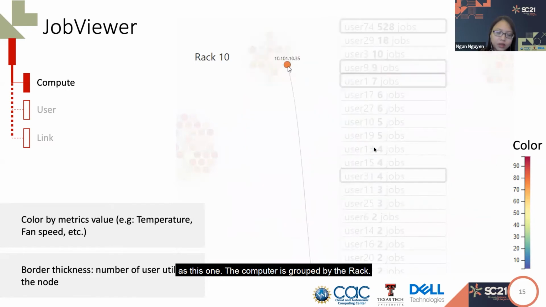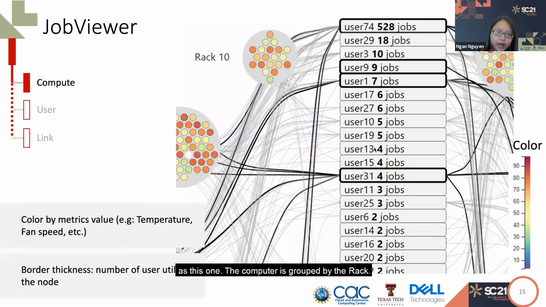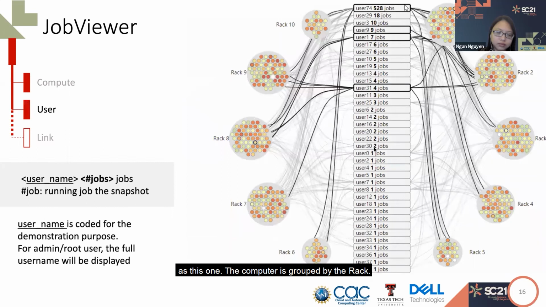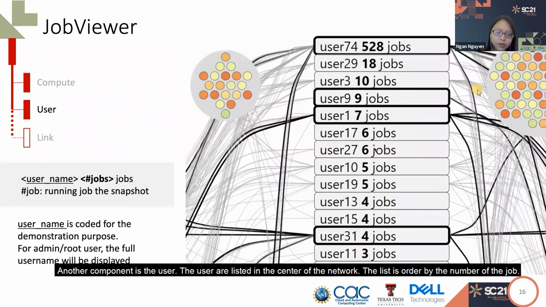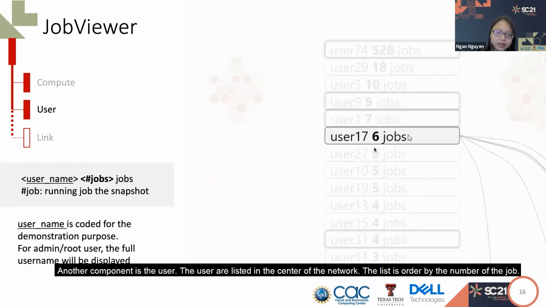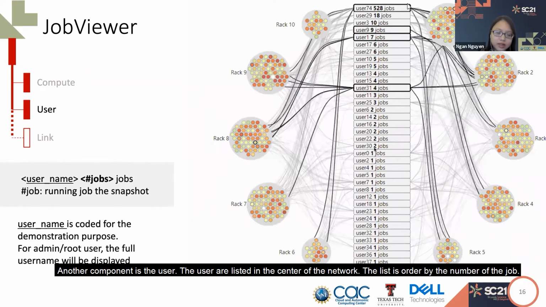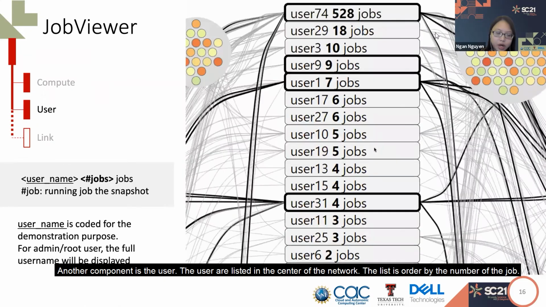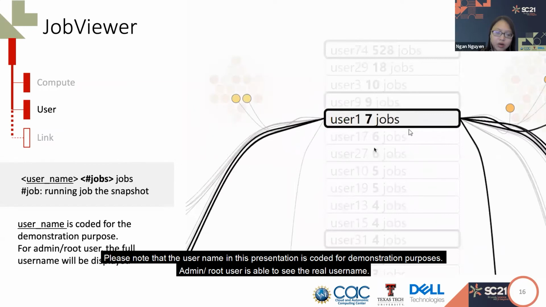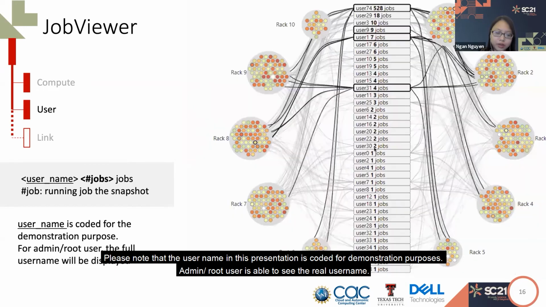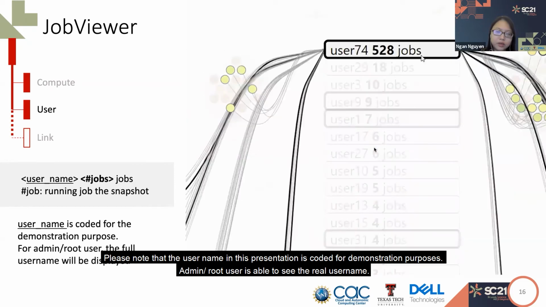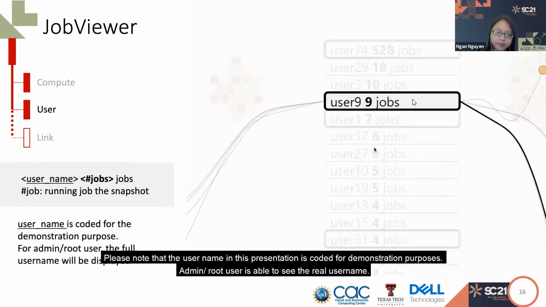In this one, the computes are grouped by rack. Another component is the user. The users are listed in the center of the network. The list is ordered by the number of jobs. Please note that the usernames in this presentation are coded for demonstration purposes. Admin or root users are able to see the real usernames.